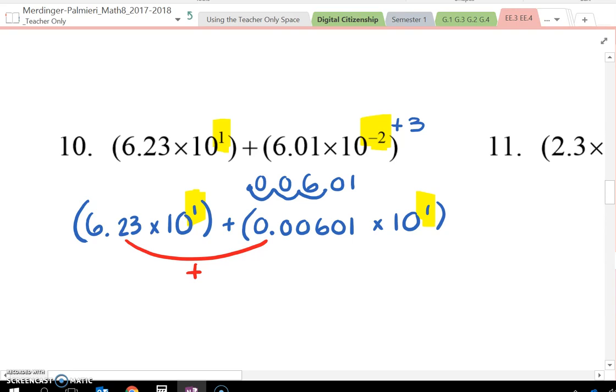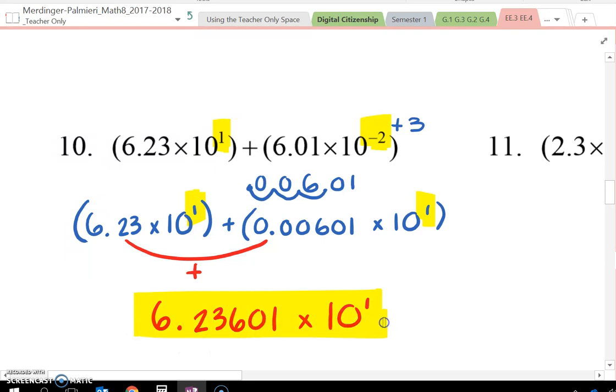Pretty lengthy decimal, so I'm going to enter that in. 6.23 plus 0.00601, and that gives you 6.23601 times 10 to the first power. And you are done. Hopefully this helps you.